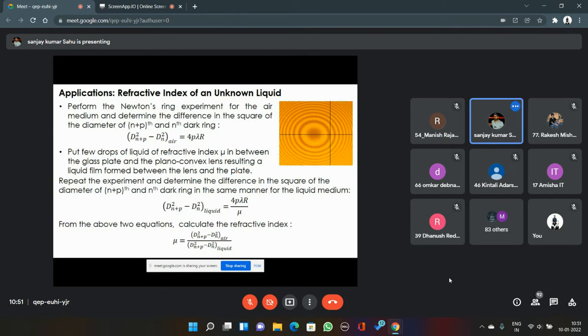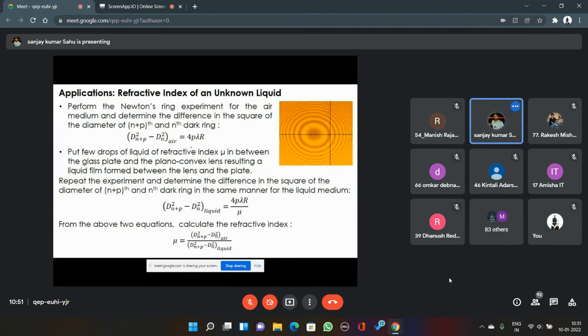Let's see how. To find out the refractive index of a liquid, you have to do this experiment twice. First, you generate a thin film of air. How to generate a thin film of air? Just simply place the plano-convex lens over the glass plate. Then whatever film you get in the gap between the convex side and the plane side will be an air film. That film consists of air.